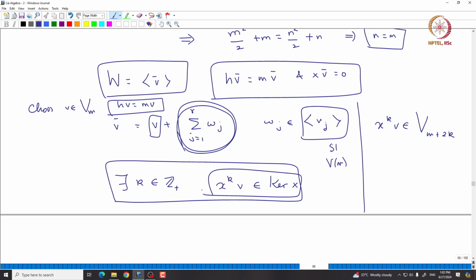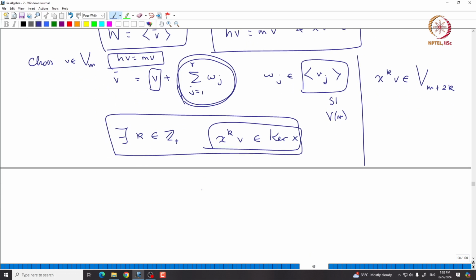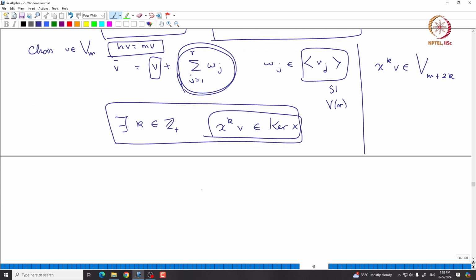Now this x^k v, if it is non-zero, then that tells you that m plus 2k becomes an eigenvalue.